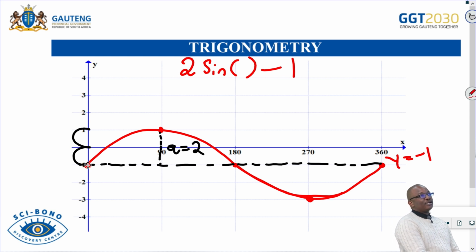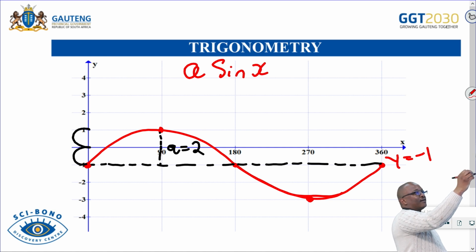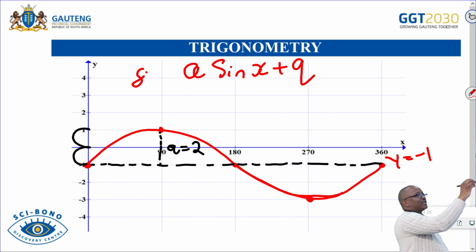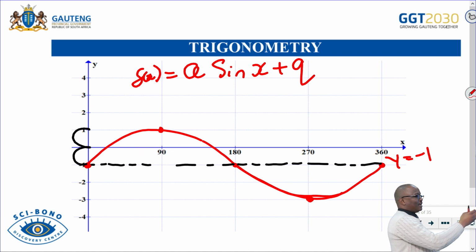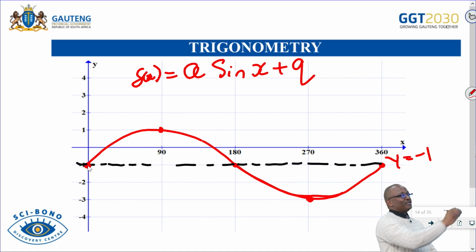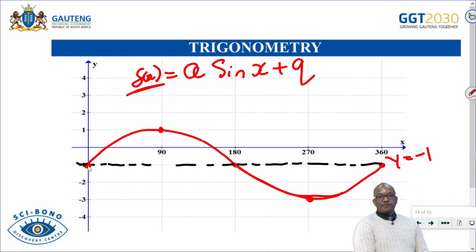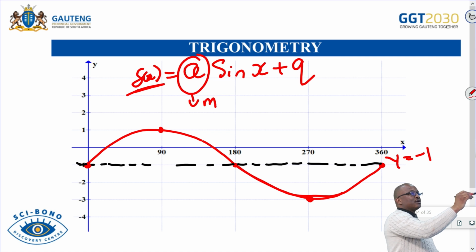Correct. Because sometimes they will just give you an equation like this. They said f of x is equal to a sine x plus q. Then they give a graph like that. Then they're asking you to determine the equation of f of x. By determining the equation of f of x, it means we have to read from the graph. And how are we going to read from the graph? Remember we said a, it speaks to the amplitude.